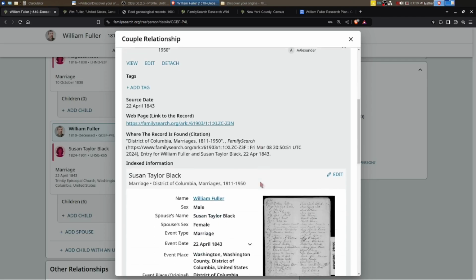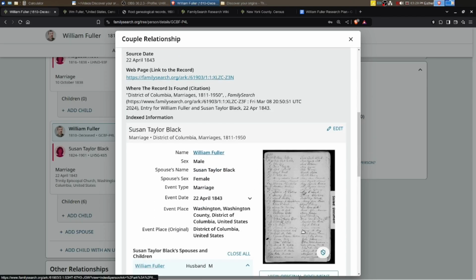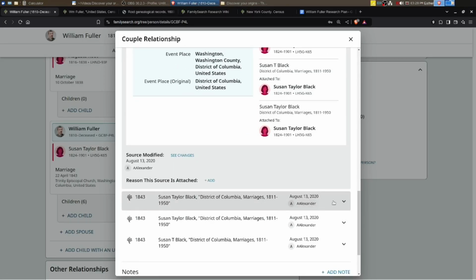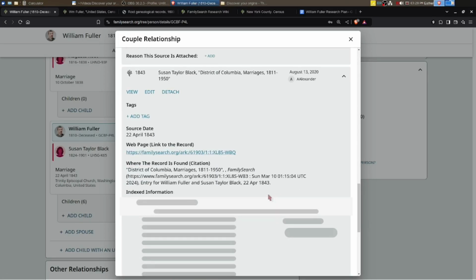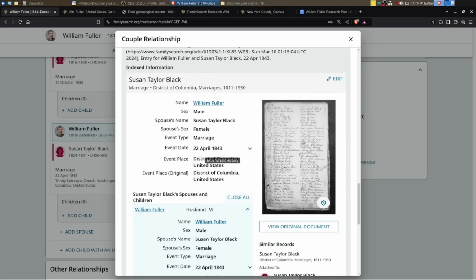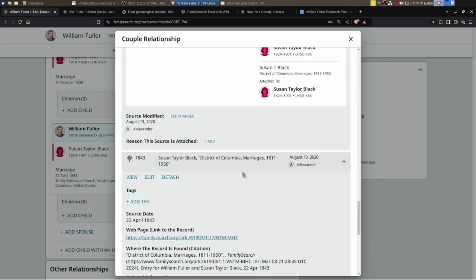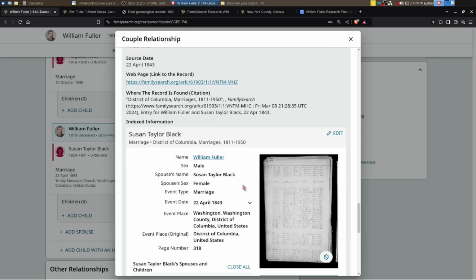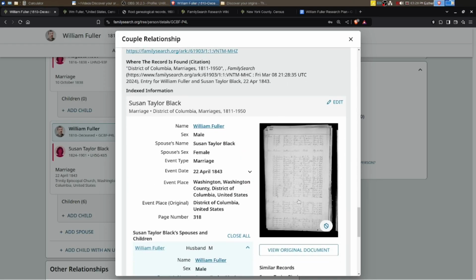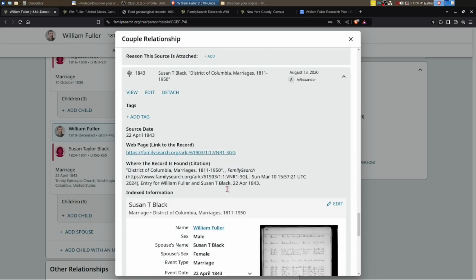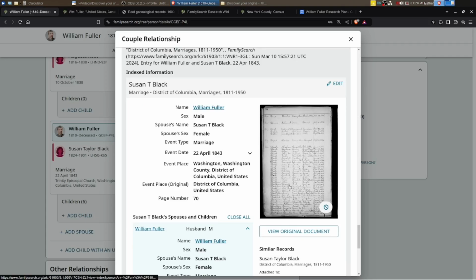Let's see if we can find one that has an actual image. So this is a register page. Let's look at some of these others. We can find the actual marriage certificate. That's the register page. And again, that looks like a register. And that may be all that there is. I don't know. Okay. Well, let's go and look at it.